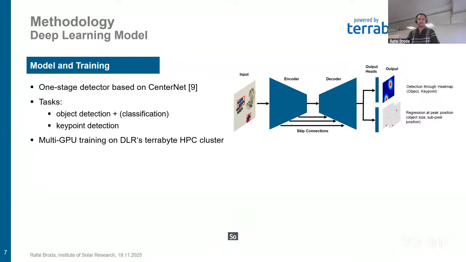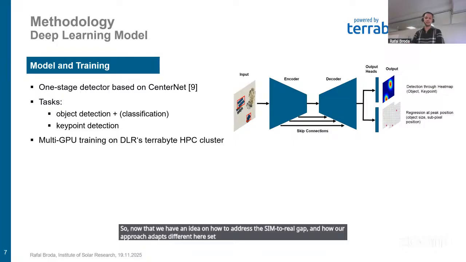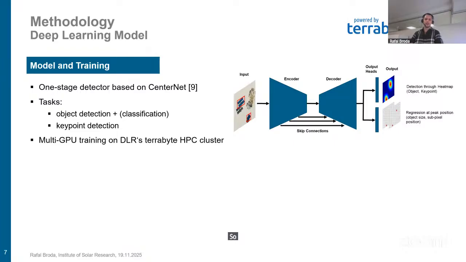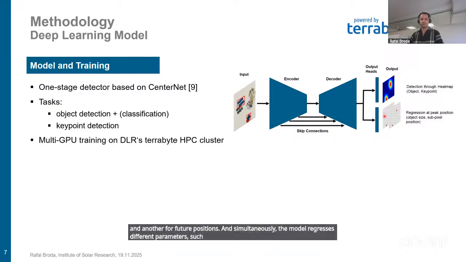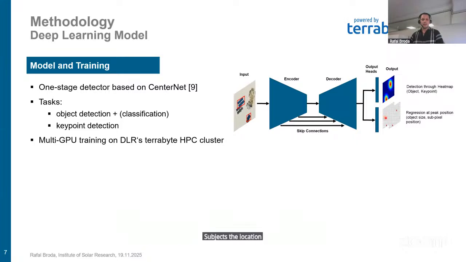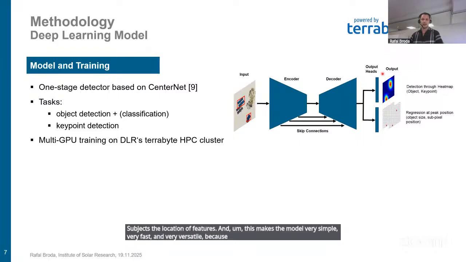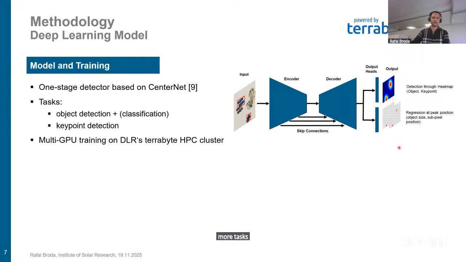So now that we have an idea of how to address the sim-to-real gap and how our approach adapts to different heliostat geometries, let's take a closer look at the deep learning model we used. We employ a one-stage encoder-decoder architecture, which is shown here. With a single image forward pass, the model predicts two heat maps, one for object positions and another for feature positions. Simultaneously, the model regresses different parameters such as bounding box size and subpixel location of features. This makes the model very simple, very fast, and very versatile, because we can just add additional heads to do more tasks, for example, classification of damages.